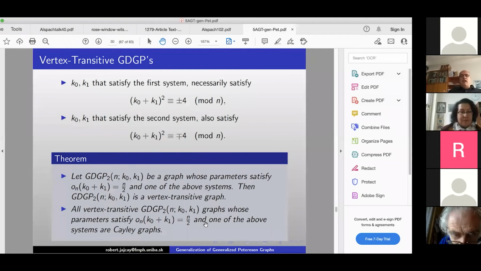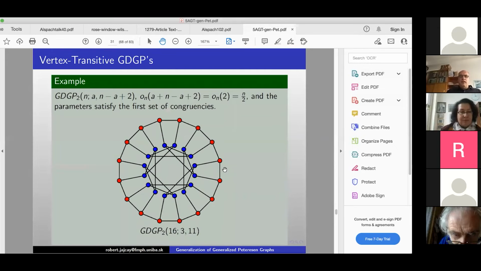So as I said, in the case of generalized Petersen graphs, we had this type of arithmetic condition, and it was an if and only if, with the exception of the dodecahedron. Here we have just one direction. If the parameters satisfy this, the graph is necessarily vertex transitive. So you naturally ask, are there graphs which are vertex transitive where the parameters do not satisfy this? And the answer, well, first of all, here is an example that is vertex transitive and satisfies the first set of congruences. This is a nice graph. It's vertex transitive, and it looks like this, each group of size 2, and I'm adding a or n minus a plus 2.